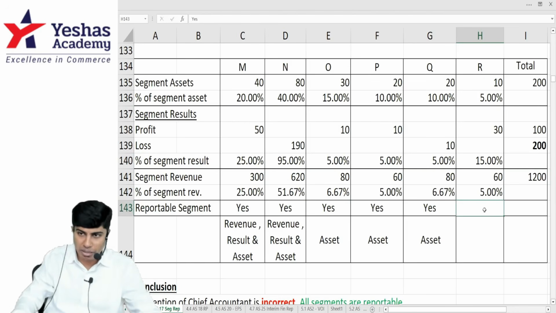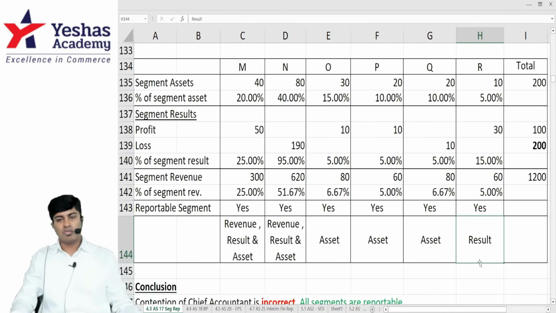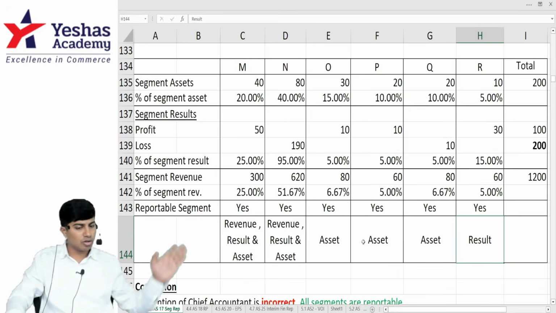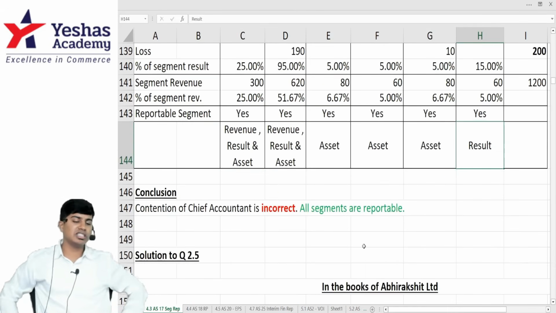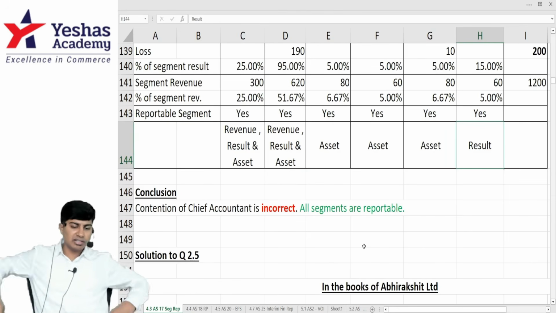So basically it is reportable because even if one condition is fulfilled, it will be considered as a reportable segment. Based on what criteria? Result. That's it. What is their contention? The chief accountant is of the opinion that M and N alone should be reported. Is he right? No. M, N, O, P, Q, and R, all the segments are reportable. So the contention of the chief accountant is incorrect. That's it.